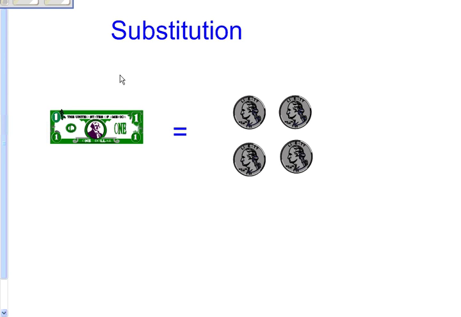Okay, we've been talking about systems of equations. A system of equations is when we have two equations that we graph together and we look for the point where the two lines intersect, and that's our solution.